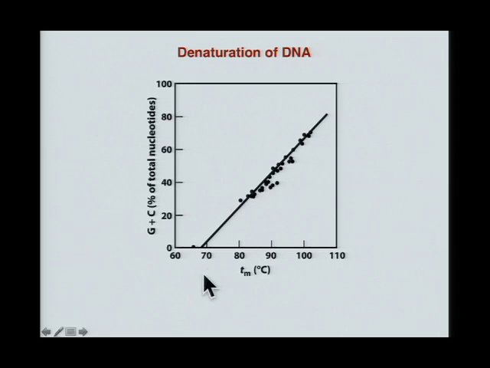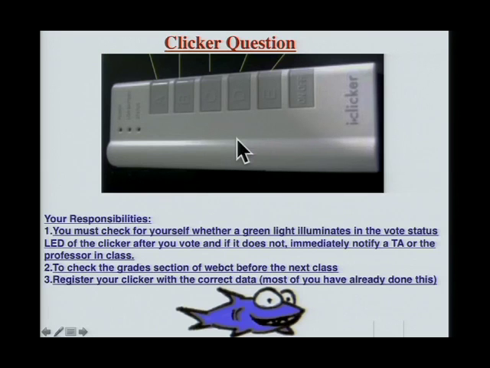And so you can actually plot this as a function of GC content, percent of total content. As GC content increases, there is a beautiful, nearly perfectly linear relationship between that content and the melting temperature, the temperature at which half the molecule is melted. Okay? And so this gets at the stability of the DNA molecule.